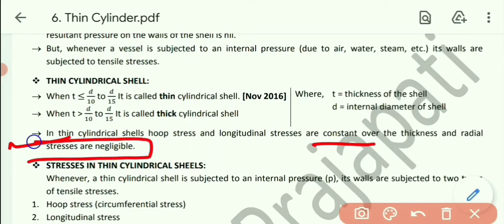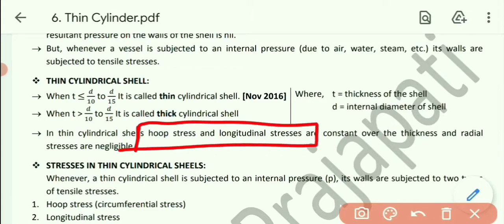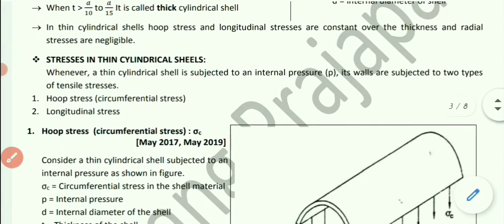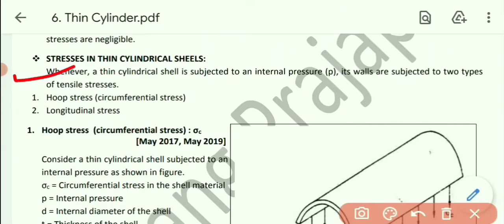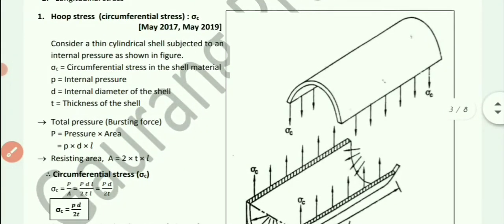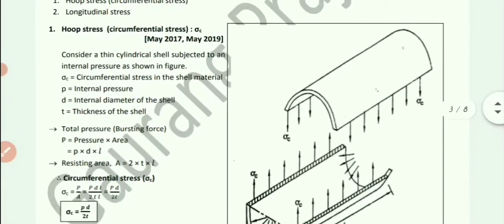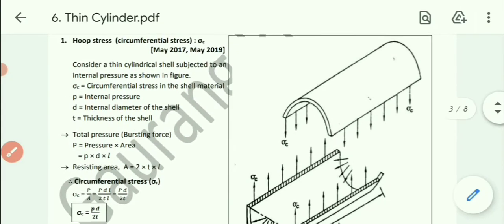and radial stresses are negligible. So ultimately in the case of a thin cylindrical shell, two kinds of stresses are produced: hoop stresses and longitudinal stresses. So let's talk about those two stresses. Over here we can see stresses in the thin cylindrical shell. So two kinds of stresses are there: hoop stress and longitudinal stress. So let's talk first of all about hoop stress.